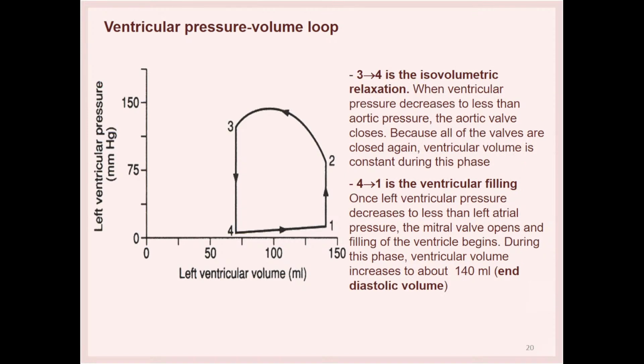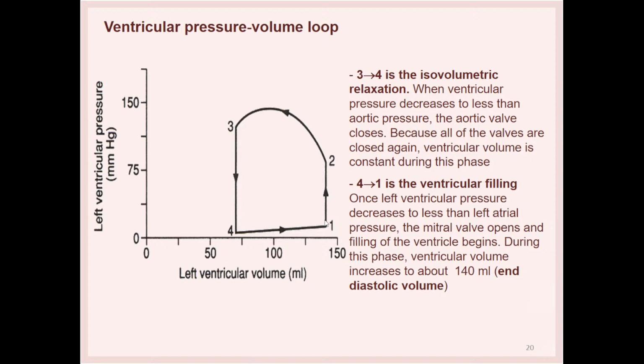Let's go from 3 to 4. At point 3, the ventricle relaxes. When ventricular pressure decreases to less than aortic pressure, the aortic valve closes. Because all of the valves are closed again, ventricular volume is constant during this phase. So this is the isovolumetric relaxation. The pressure decreases, you can see, but the volume of blood remaining in the left ventricle is of the same magnitude. Isovolumetric relaxation.